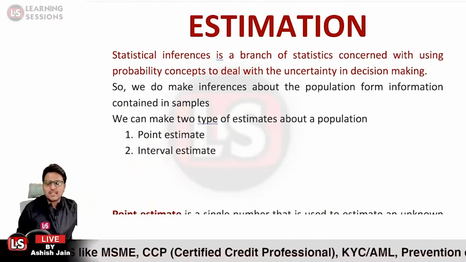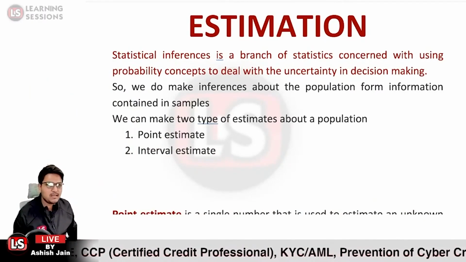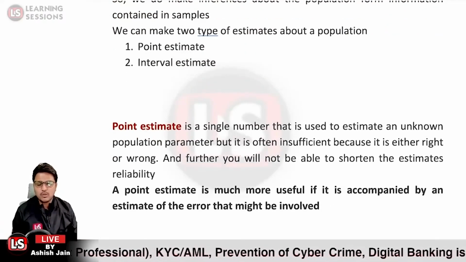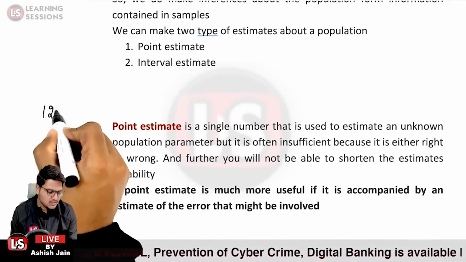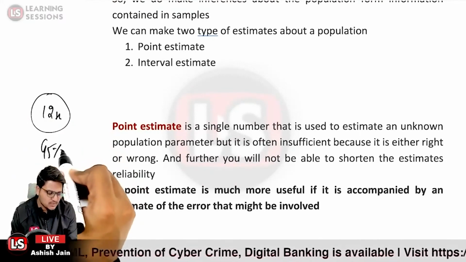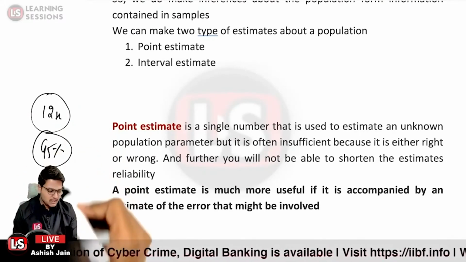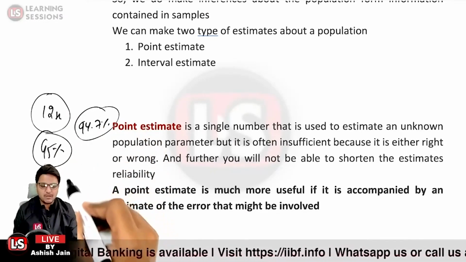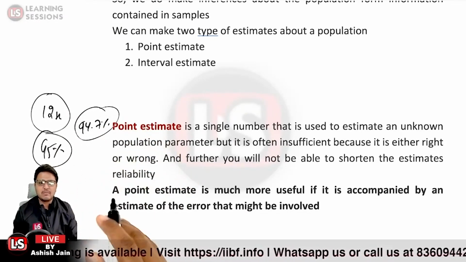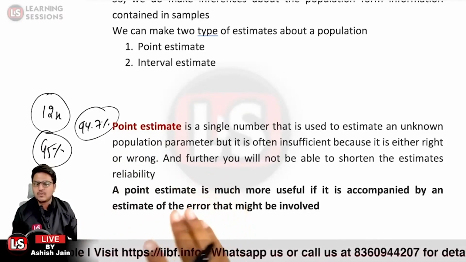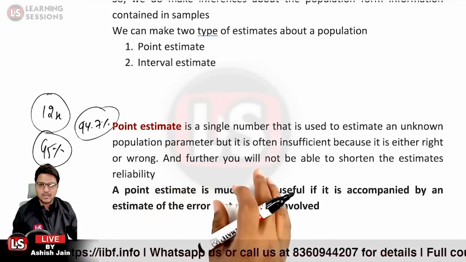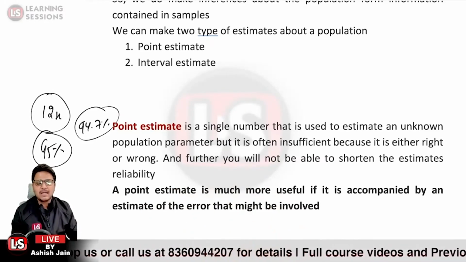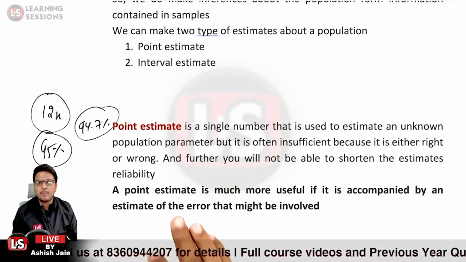So in the case of the point estimate, it's a simple number. It's a single number that is used for estimating the value. As I just told you, in the case of the 12th class result, the result would be 95%. So it's a single number. Even if the result is 94.7%, we will be saying that our estimate was wrong. That is basically related to the point estimate. So point estimate is what? Point estimate is a single number that is used to estimate an unknown population parameter.